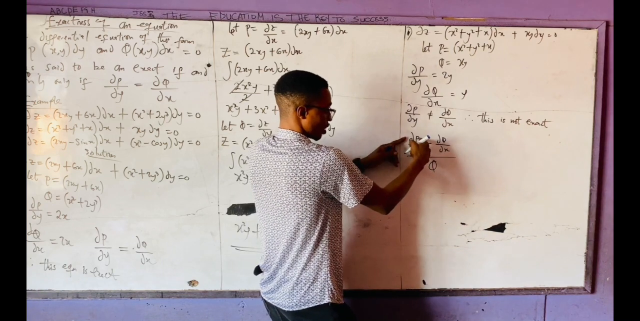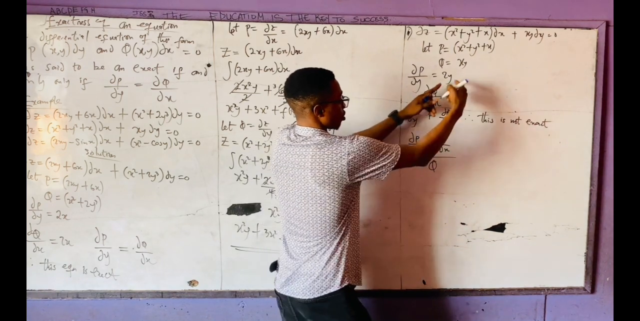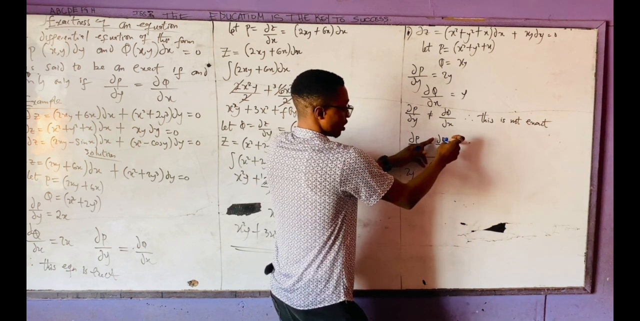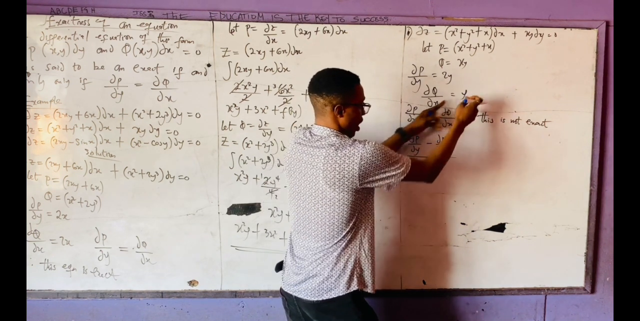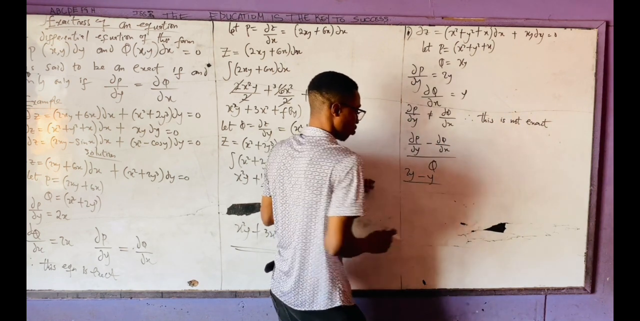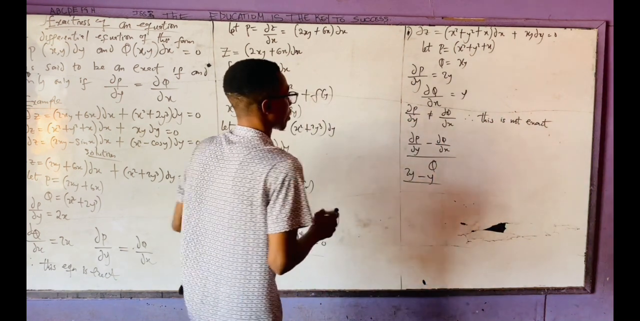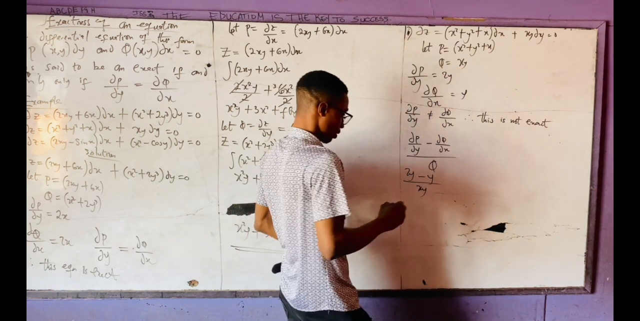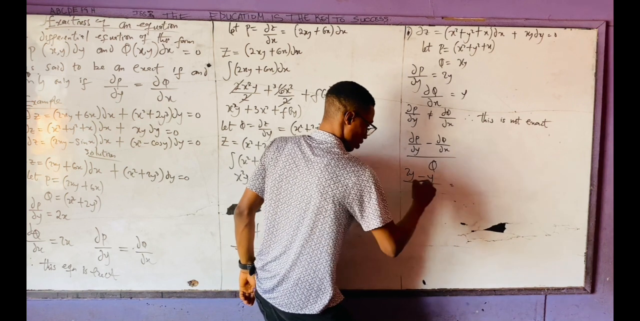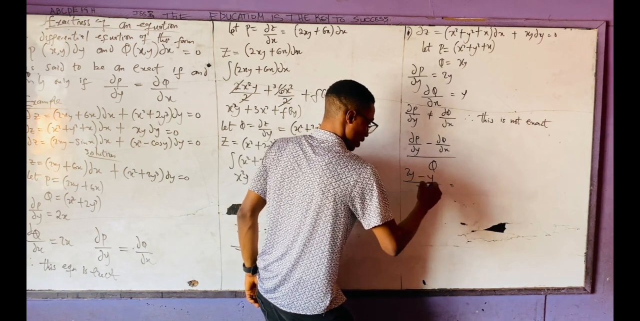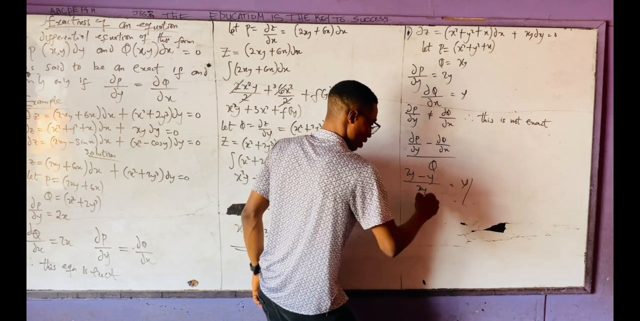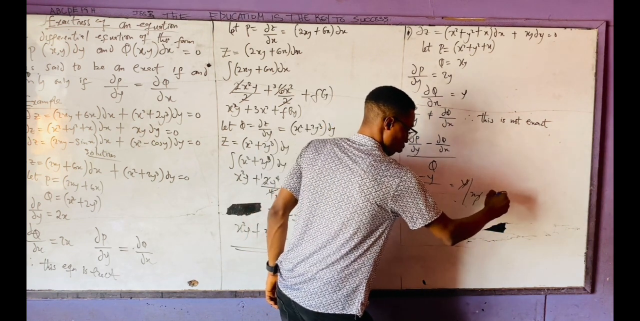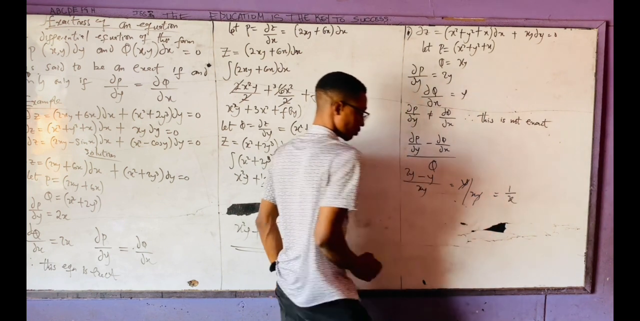Now, our dp over dy is what? It is 2y. 2y minus our dq over dx, which is y. We have y all over q. And what happens to be our q? Our q is xy. So in here we have 2y minus y, that will give us y over xy.